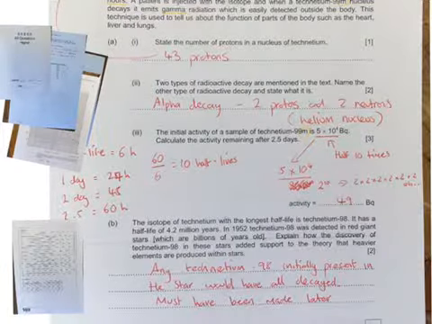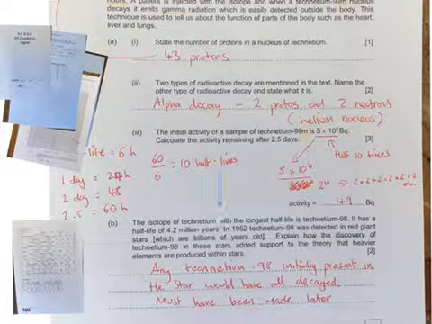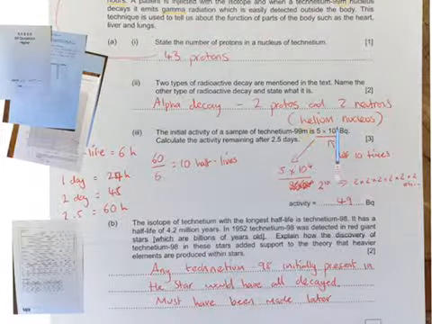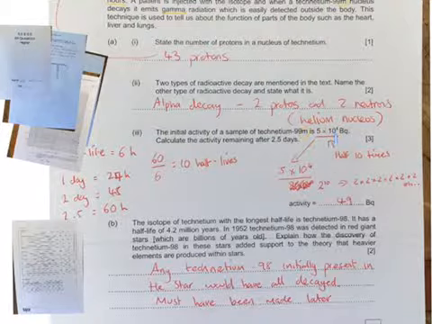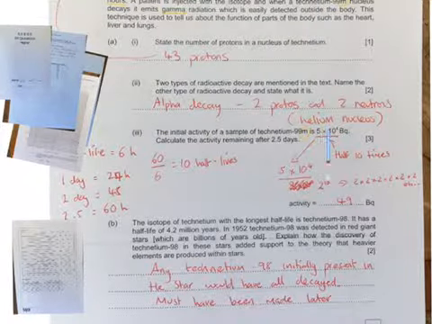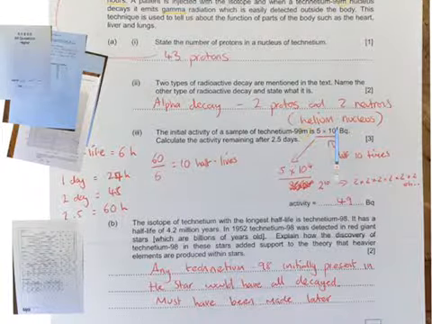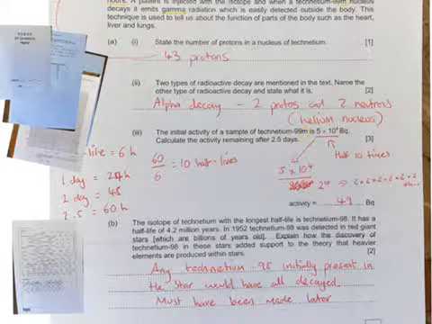The initial activity of a sample of technetium 99m is 5 times 10 to the power 4. So that is just 5 with 4 zeros after it. That's 50,000. Okay, if you wanted to simplify that, you could write it as 50,000. So it's 5 and then 0000. That's all that times 10 to the power 4 means.